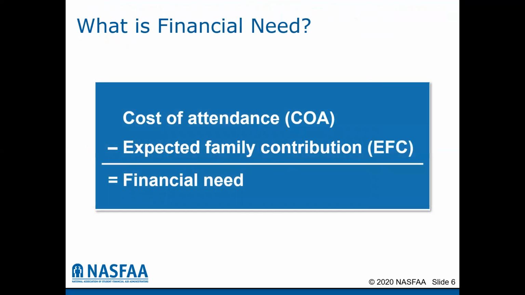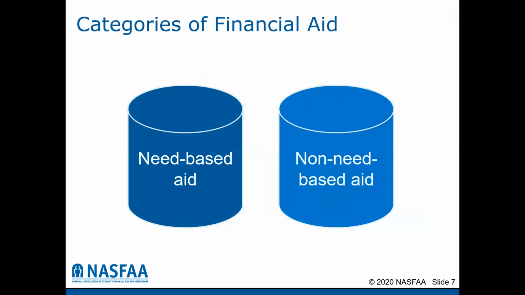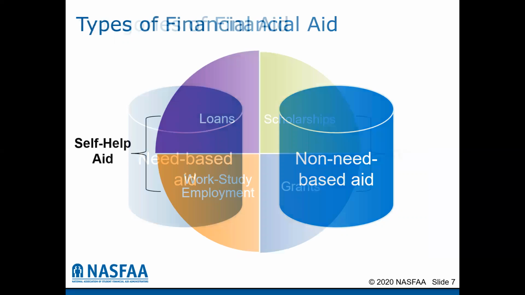What is financial need? We take the cost of attendance of that specific institution and we subtract the expected family contribution specific to that student, and that calculates what the student's financial need is. So some financial aid requires need in order to receive it. That we call need-based aid. And there's other types of aid that is not based on financial need, and that is considered non-need-based aid.